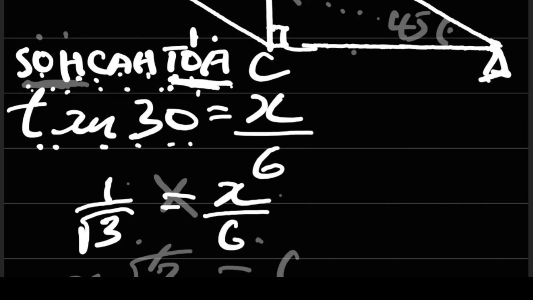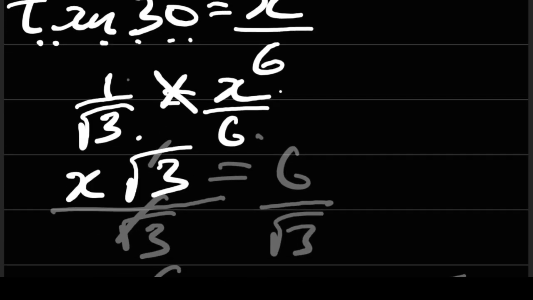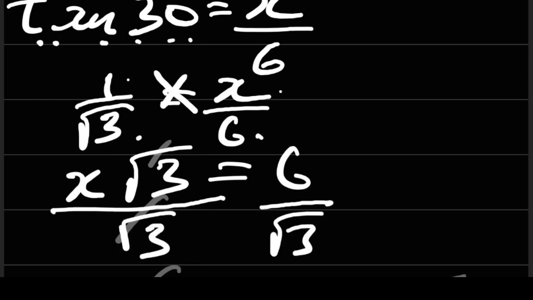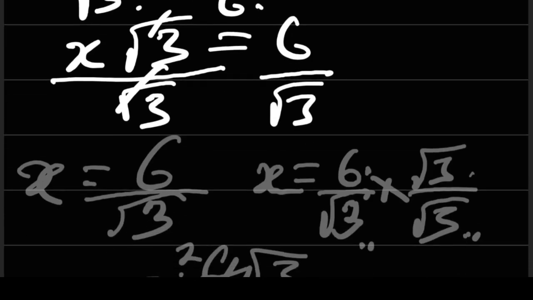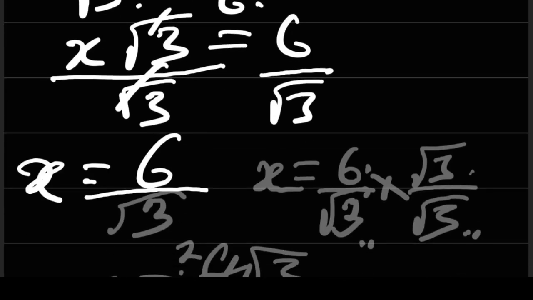At this point, we'll cross multiply. This x will multiply root 3. That will be x root 3 equals to 6 times 1, which is 6. We want to get this x, so we have to divide both sides by root 3. Root 3 cancels root 3, so we're left with x equals to 6 over root 3.